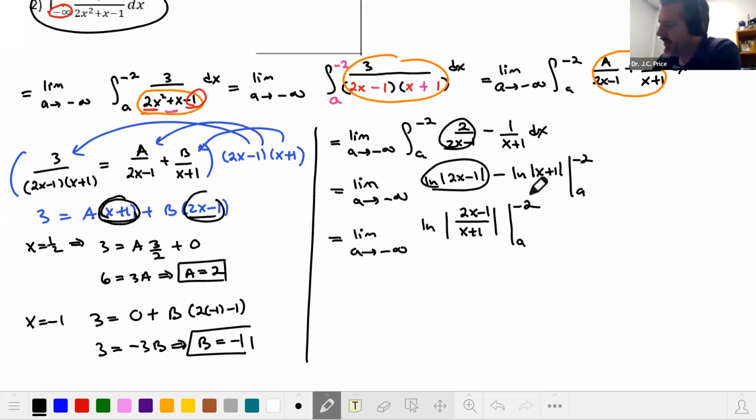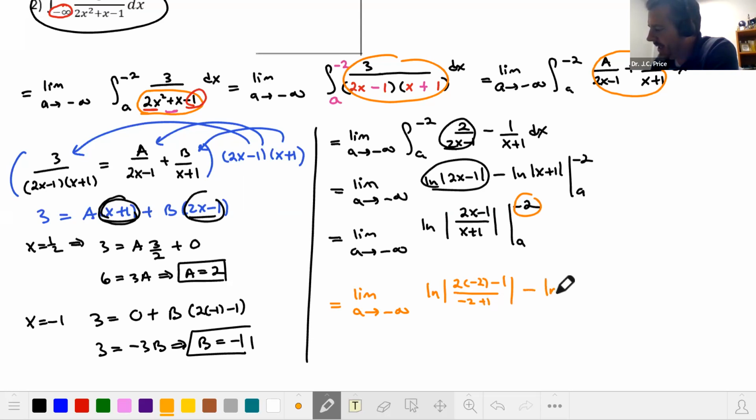Well, we just need to plug in this upper limit here. So this is going to be equal to the limit as a goes to negative infinity of ln of, so we plug in the upper limit, you get 2 times -2 minus 1 divided by -2 plus 1. Maybe I should go a little slower so I don't make silly mistakes, right? I'll show you guys what we're doing here. And then minus, when you plug in a, ln of 2a minus 1 divided by a plus 1. And so what's that equal to?